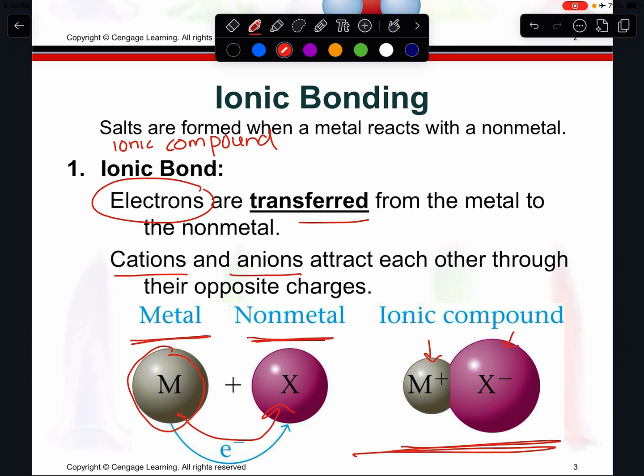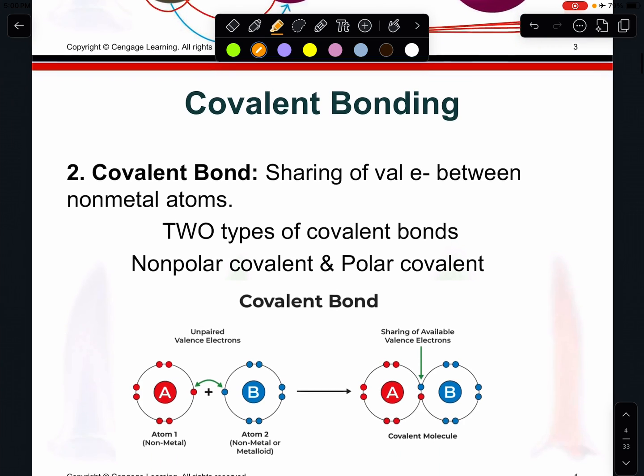Okay, now what holds this ionic bond together is called electrostatic attraction. Electrostatic attraction is basically just a fancy way of saying that their opposite charges are holding them together, just like a magnet is held together, positive and negative.